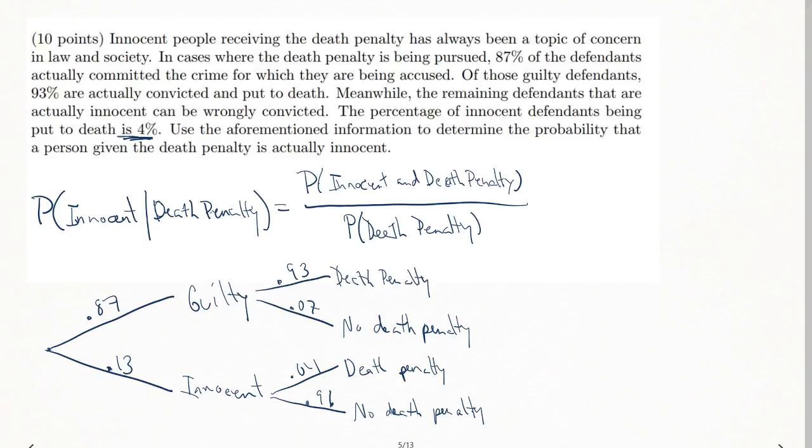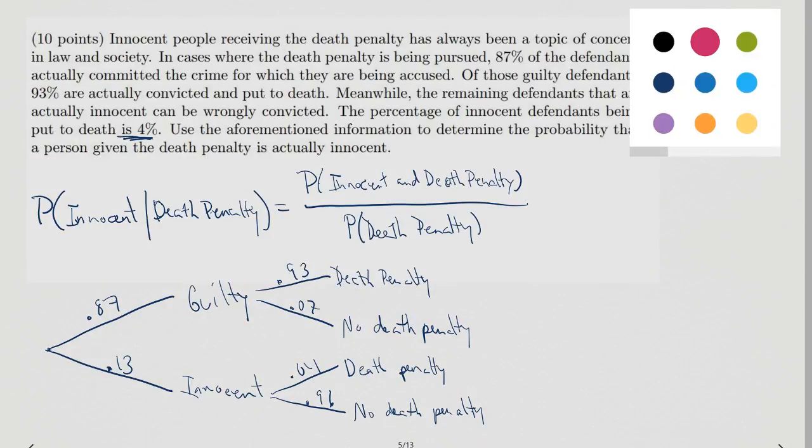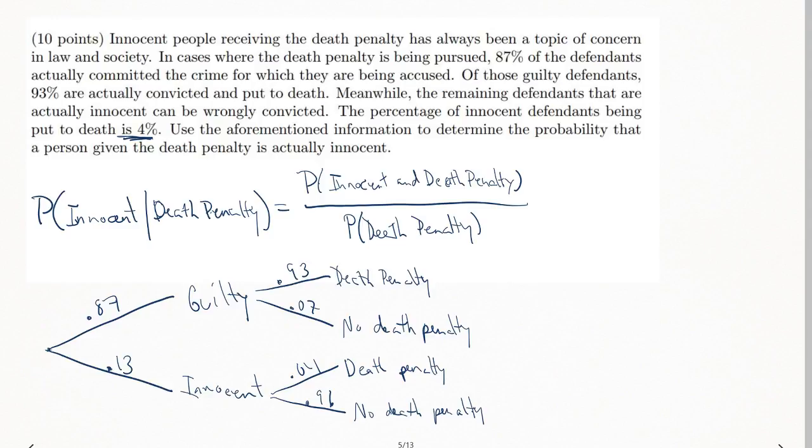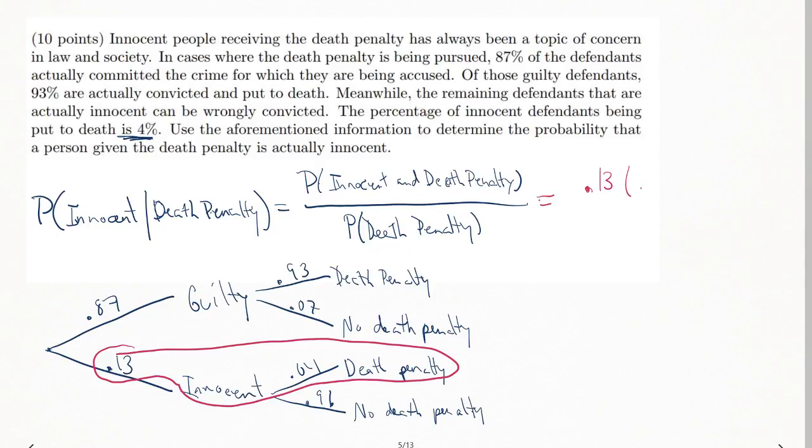So now, how do we find these answers? Like, what are we actually looking for? So notice in our first case, we want innocent and death penalty. So here's how you do it. Innocent, and we want the death penalty. So we go right there. And so what are we going to do with those two in our branch? Well, we're going to multiply them. So you go 0.13 times 0.04.